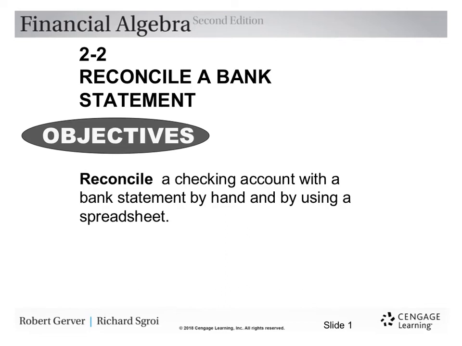This is section 2-2, reconcile a bank statement. The objectives of this section are to reconcile a checking account with a bank statement by hand and by using a spreadsheet.